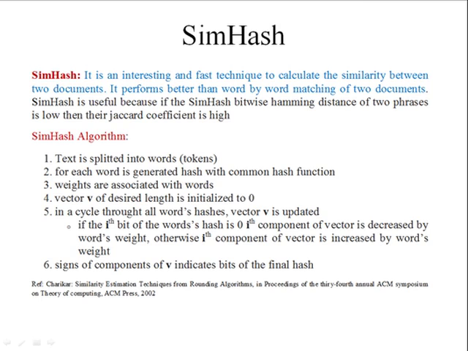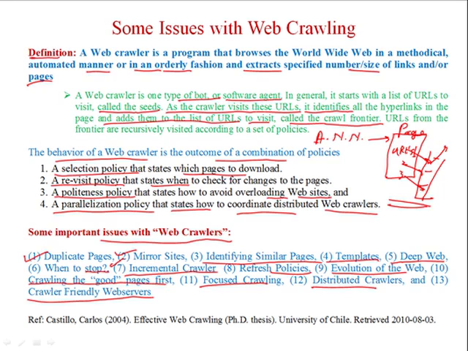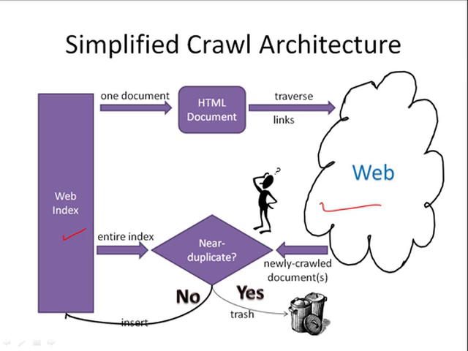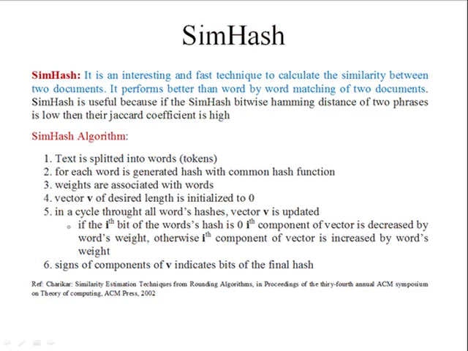Now I will go through SimHash, used to calculate the similarity between pages that we already crawled. For example, in the previous pages we check whether the page is a duplicate or not. For that we can use the SimHash function. SimHash is an interesting and fast technique to calculate the similarity between two documents. If we calculate the similarity by word by word matching of two documents, it will take a lot of time. So instead of that, we just convert the entire documents.